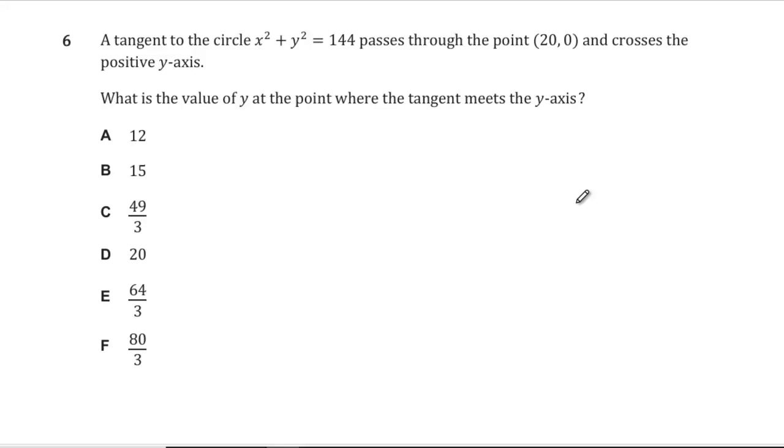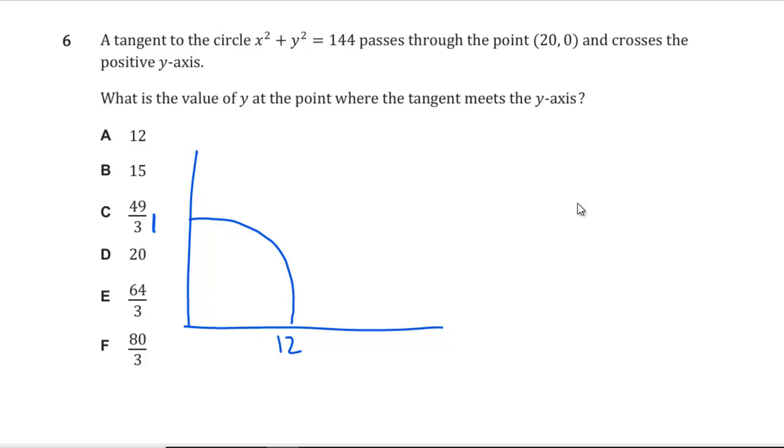The tangent to the circle x squared plus y squared is 144, passes through the point 20, 0 and crosses the positive y-axis. What is the value of y at the point where the tangent meets the y-axis? So we've got a tangent to that circle, passing through that point. So we're all in the positive quadrant here, the first quadrant. So I've got a bit of a circle there going up to 12. And then it's going through here at 20, and it's tangent to the circle. So I've got a line like this, and I want to know this value on the y-axis.